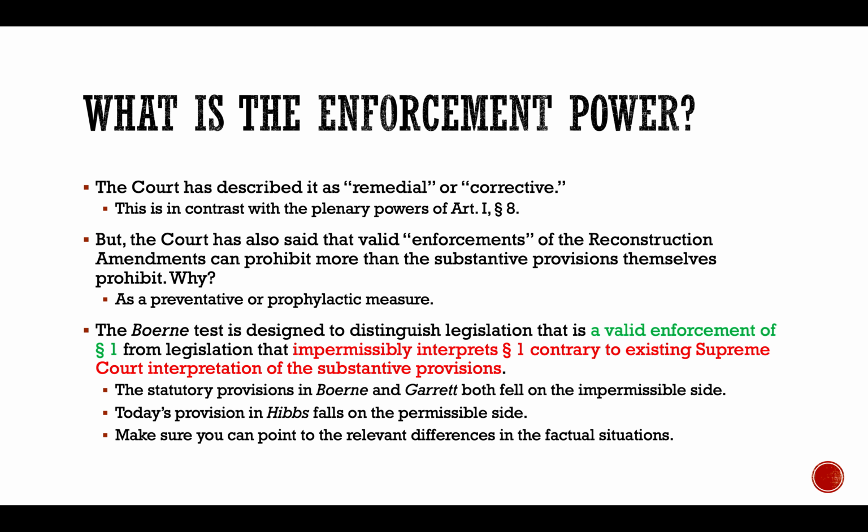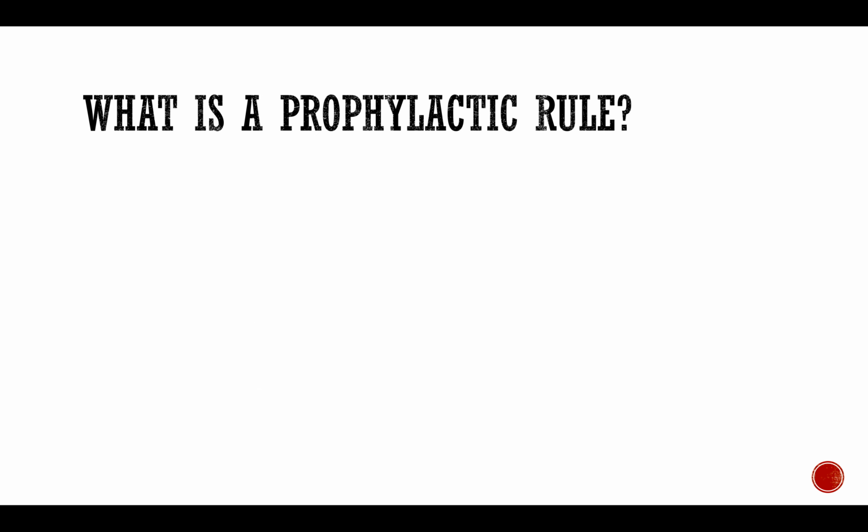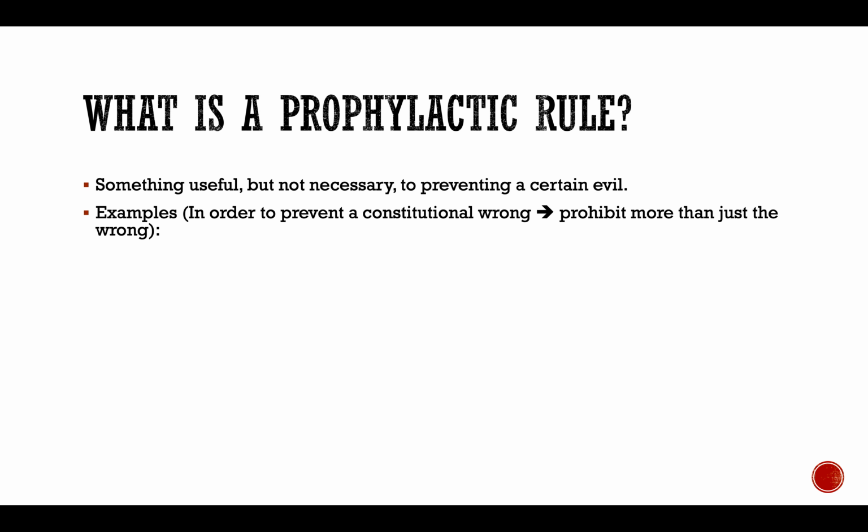So going back to that second point, this idea that Congress can prohibit more than the substantive provisions prohibit themselves. Let's take a look at what the nature of a prophylactic rule is. A prophylactic rule will be something that's useful to preventing a certain evil, but not necessary to it. Here are some examples that the court has given us of past legislation that has gone beyond what the Constitution prohibits, but that the court has upheld.